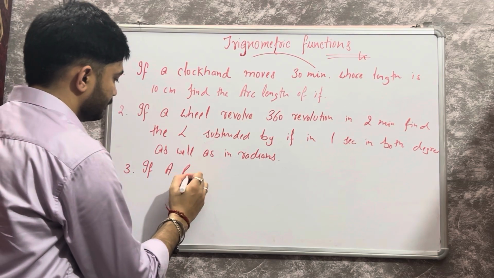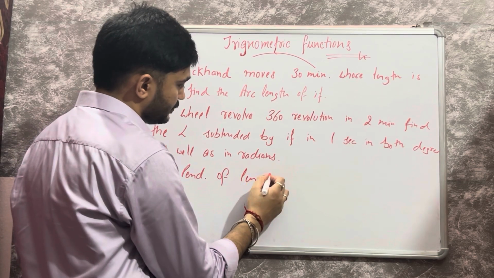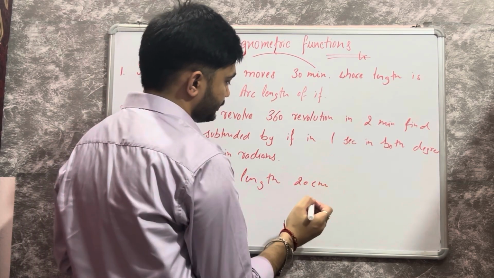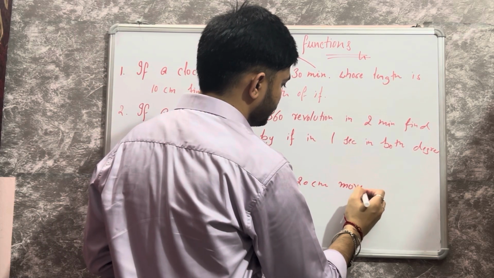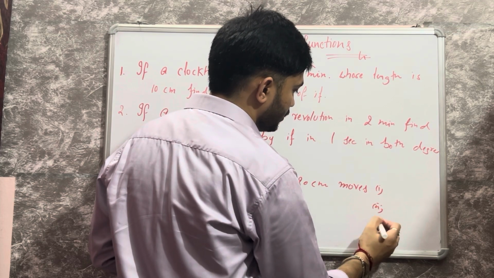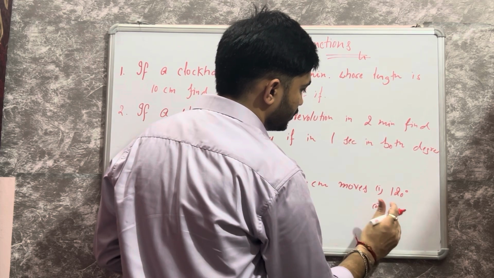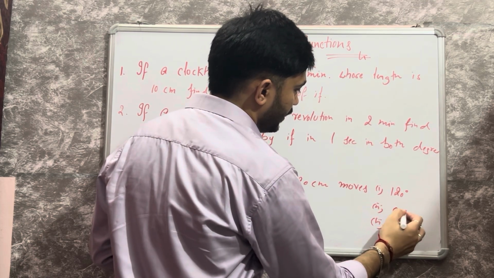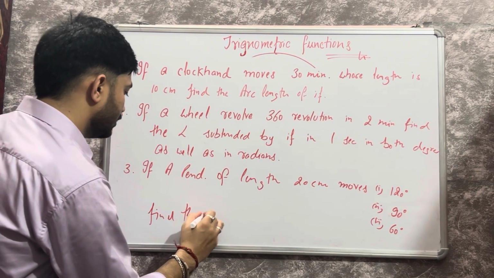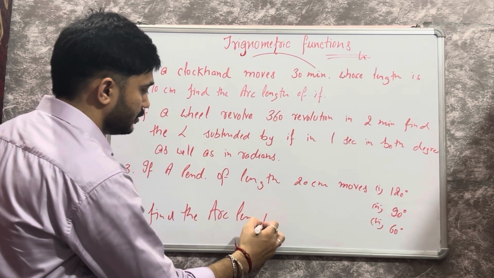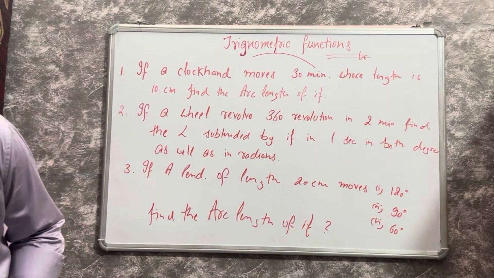Third will be, if a pendulum of length 20 centimeter moves, first part, second part, third part, 120 degree, 90 degree and 60 degree, find the arc length of it. Take the screenshot of the question, please.